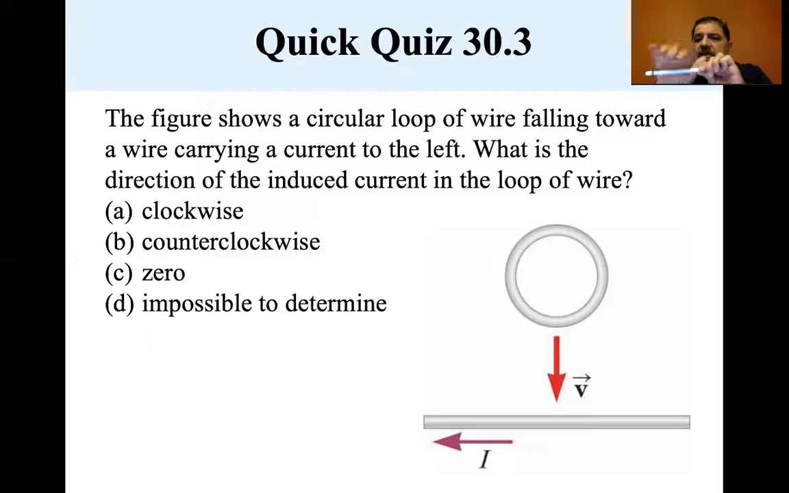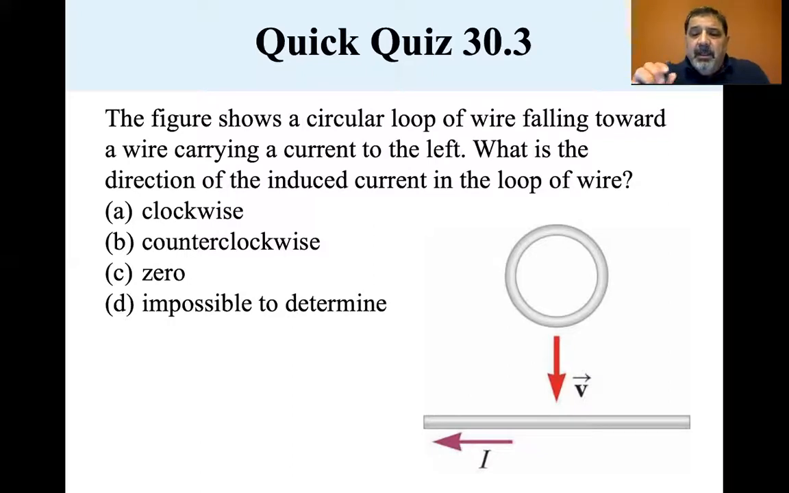The current is going into the page as you're viewing it. It's going into the screen. So the magnetic field is in that direction. As the loop falls, it's getting into an increasing magnetic field. The magnetic field is stronger right around the wire. So as it falls, it's going into an area of stronger magnetic field. So the magnetic field is increasing.